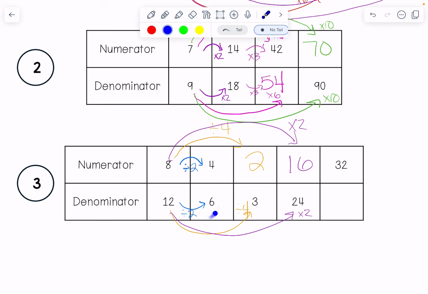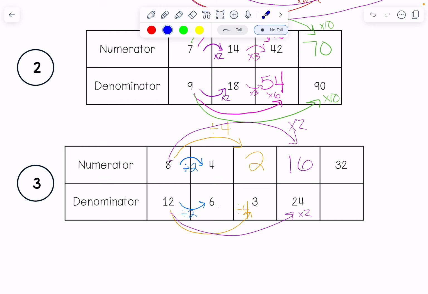I could also look at my 4/6, and 6 times 4 gives me 24. 4 times 4 would give me 16. I can even use this 2/3. So 3 times 8 would be 24, and 2 times 8 would give me 16. We're still going to get the same answer. It's just a different way to do it.